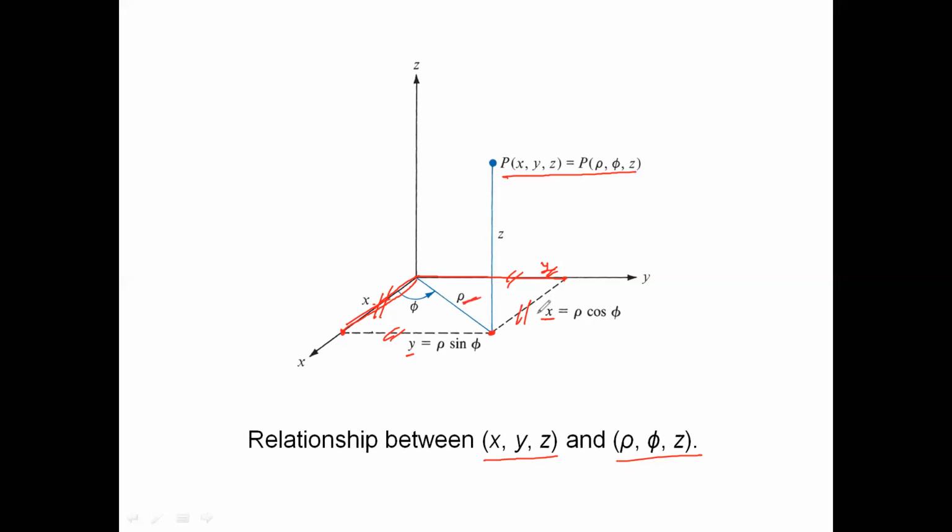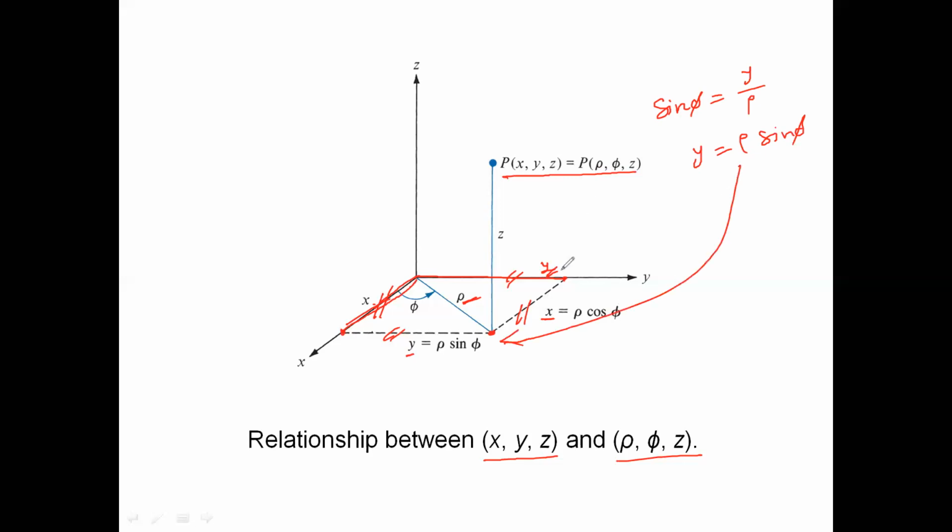Then how can you get the value of y? If you apply the basic trigonometric functions using the angle and this right angle triangle, then you will get sine phi equal to y by rho, which is y equal to rho sine phi. So this is what has been mentioned here.